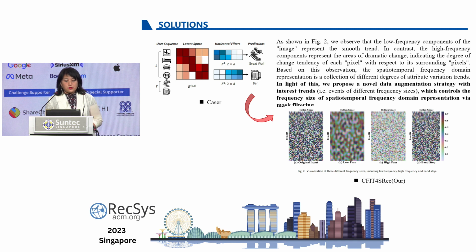As shown in figure 2, we observe that the low frequency components just represent the smooth trend. In contrast, the high frequency components represent the areas of dramatic change, just indicating the degree of the change tendency of each pixel. In light of this, we propose a novel data augmentation strategy with interest trends, which controls the frequency size of spatial temporal frequency domain representation via mask filtering.